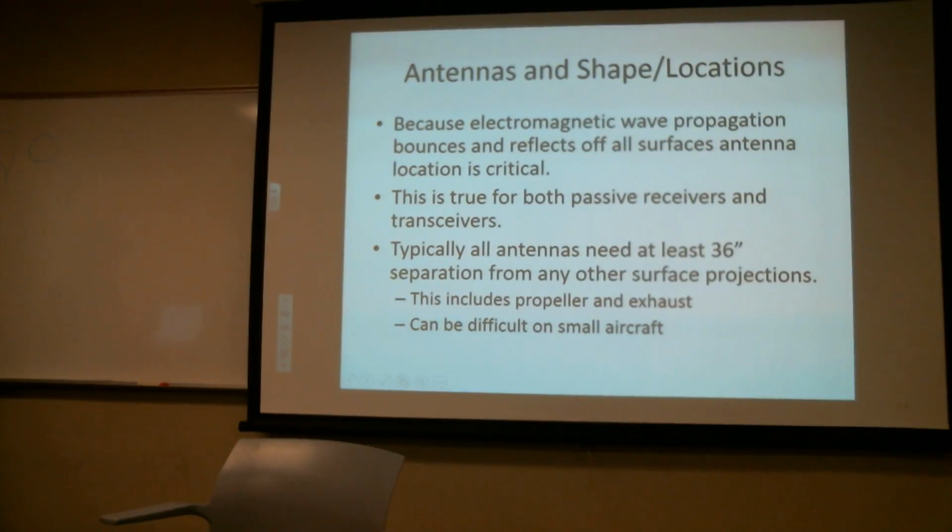If the manufacturer of the antenna or the system you're putting in doesn't provide that information for you, where would you find it? 4313.2 Bravo. 4313.2 Bravo. Why 2 Bravo? Because it has the antennas chapter in it.